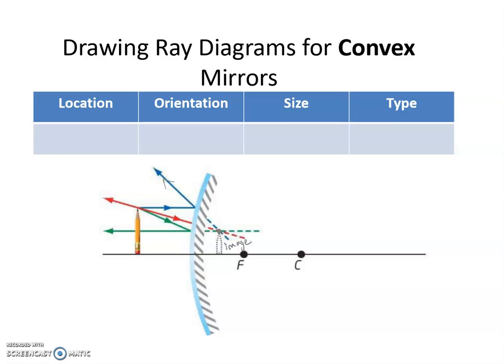And so here we can see the location is behind the mirror. And we can be more specific here. We could say it's not only behind the mirror, but it's actually inside F. It's inside the focal point. The orientation is upright. The size is smaller. And the type is virtual. They're always going to be virtual in this type of mirror. Always virtual.